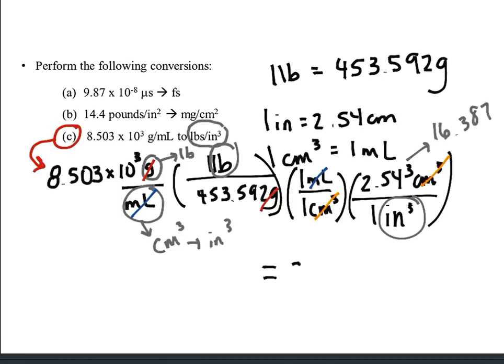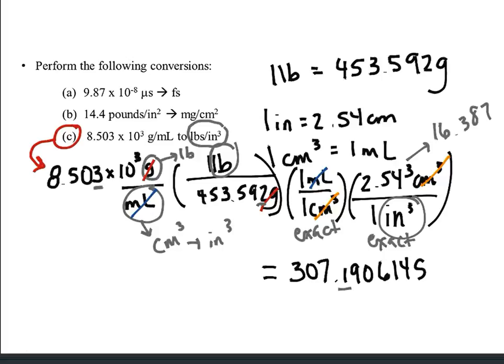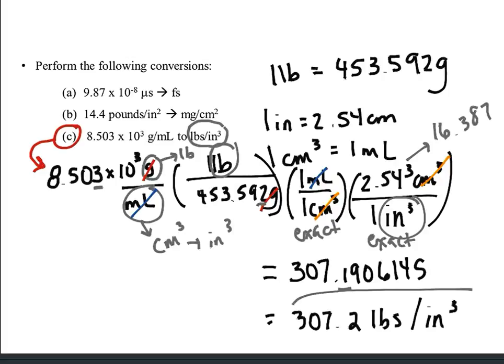So if we write down the number, it's 307.190614, lots of sig figs. Now if we label everything with the number of significant figures, 8.503 has 4, 453.592 has 6. These numbers are exact. 2.54, these numbers are all exact, so they are infinite in sig figs, and so that means we need to round to 4. So this number needs to be rounded to this place here, the 1, and then that 9 is going to round up, so we're going to get 307.2. Don't forget units, pounds per cubic inch. And that is our final answer.